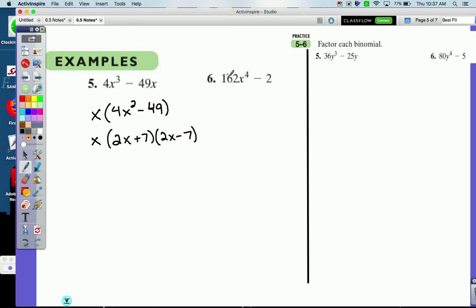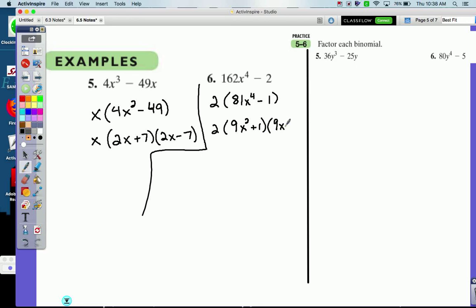All right, example 6. Again, 162 and 2 are not perfect squares, but if you factor out, divide out a 2, when you divide 162 by 2, you get 81. So I get 81x to the fourth minus 1. All right, now 81 is a perfect square, so I can rewrite that. Square root of 81 is 9. x to the fourth will go down to x squared, and I'll have plus 1, 9x squared minus 1.